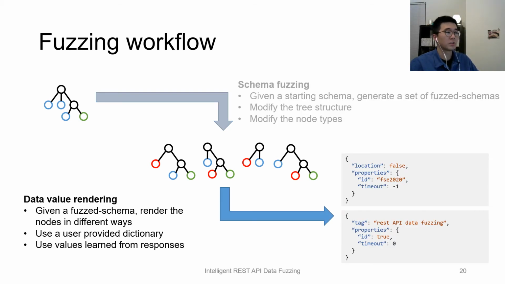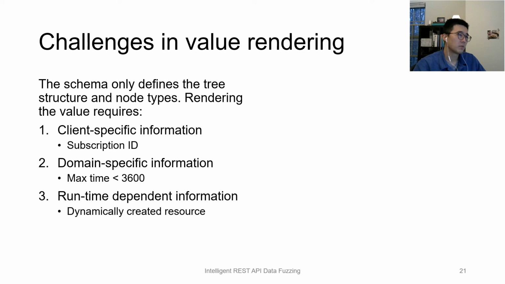Now let's change here to rendering the concrete values for the generated fuzz schemas. The challenge in value rendering can be categorized into 3 major aspects. The first one is the lack of class-specific information, such as the user ID or subscription ID. And the second is the lack of domain-specific information.